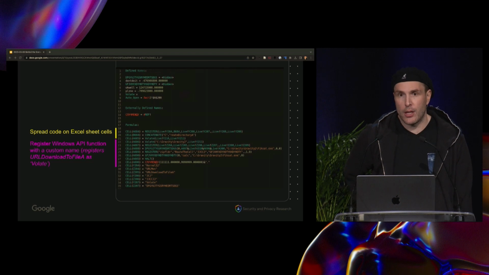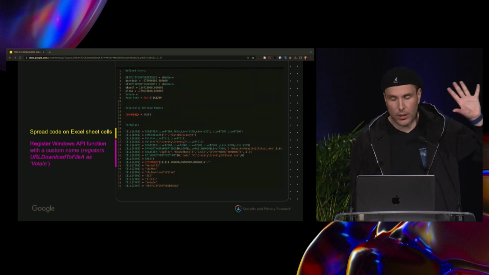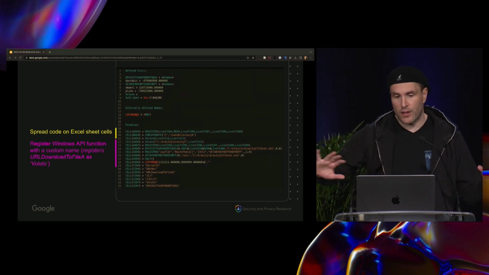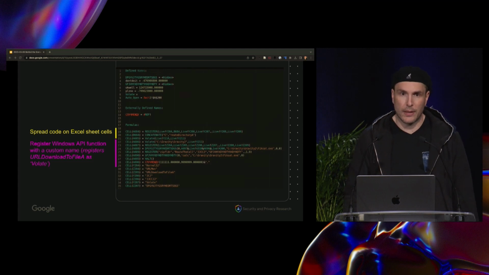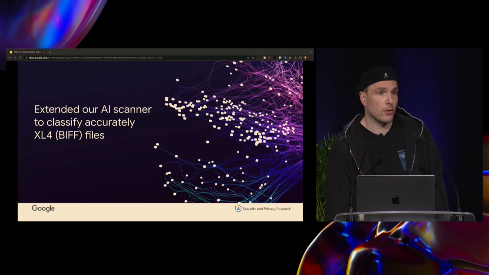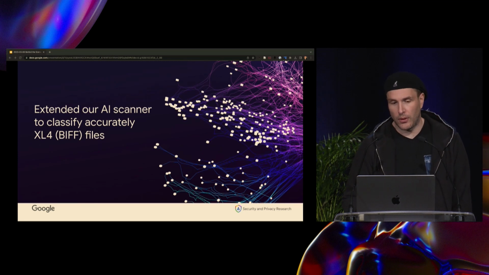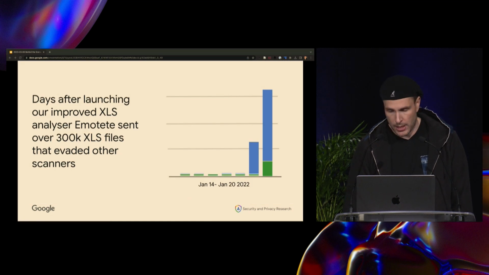For the same issue, the code was mostly hidden in a spreadsheet, and then they would register the APIs, and it was very difficult to discover it and to catch and to detect those ones. And this is how we extended our AI scanner to reach the fourth scale.